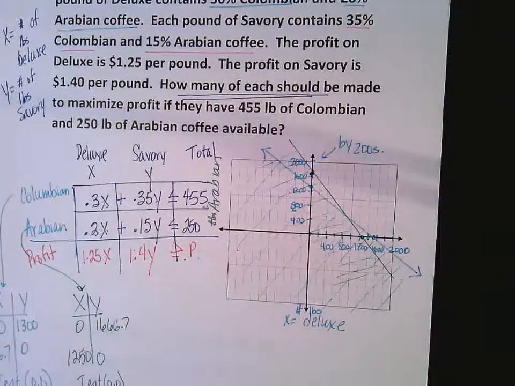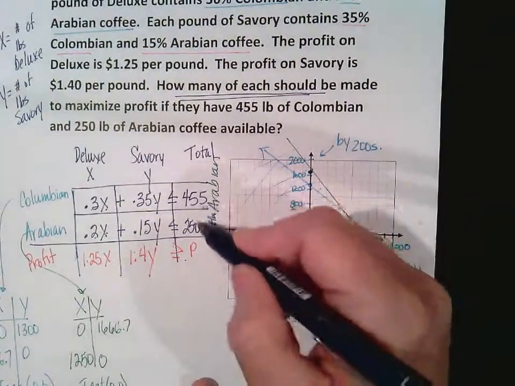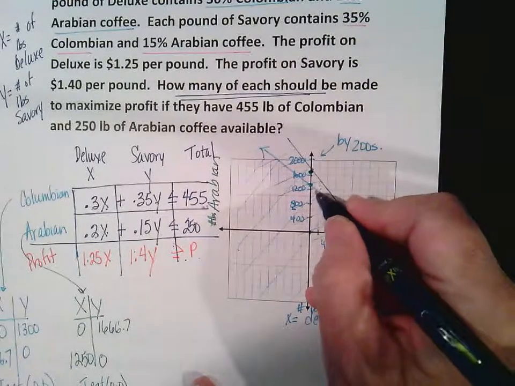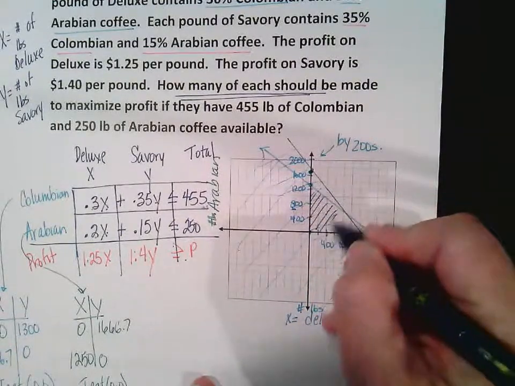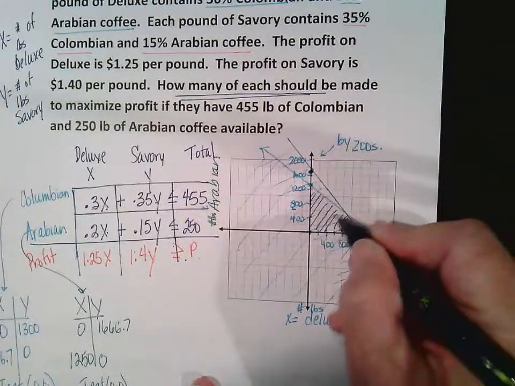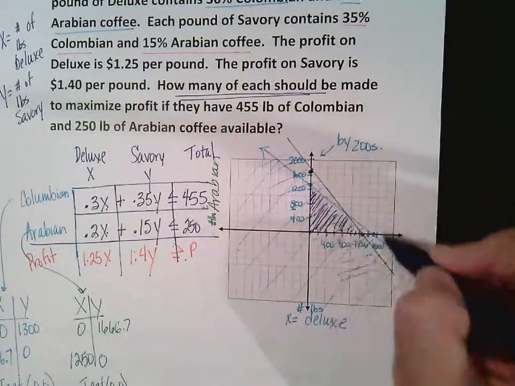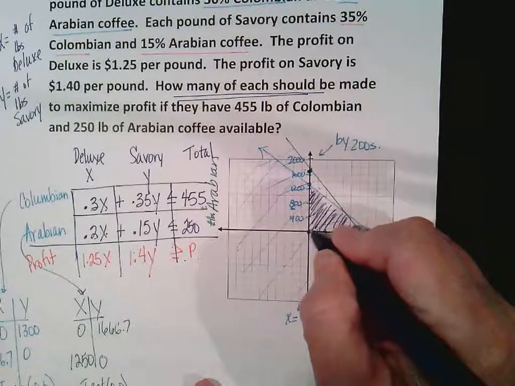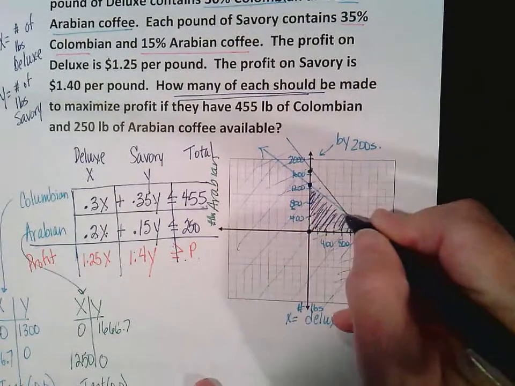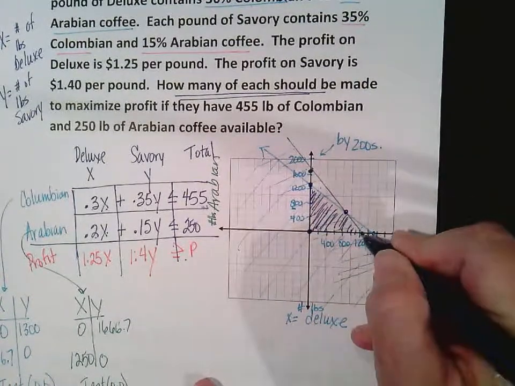So before we can do our corner points, what we're going to do is look at what our feasible region is. And our feasible region for these two constraints is where they overlap. And they overlap right here. So anywhere in this area is going to be my feasible region. And so I'm going to find all the corner points. And the corner points are here, here, here, and here.